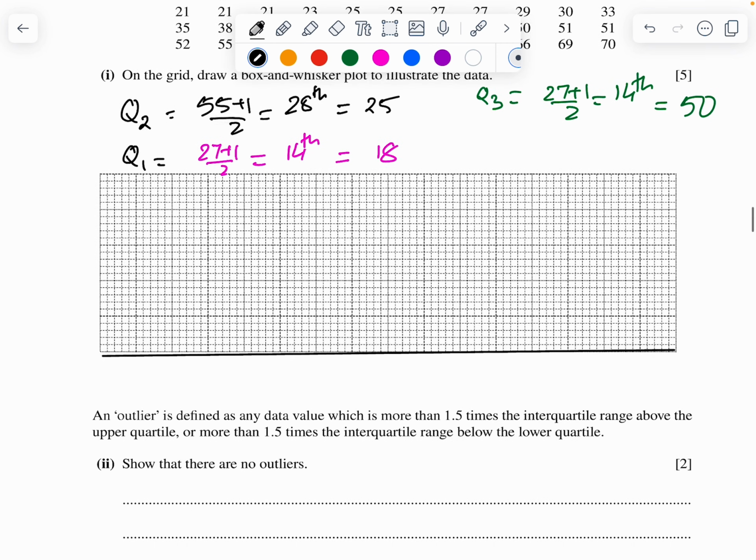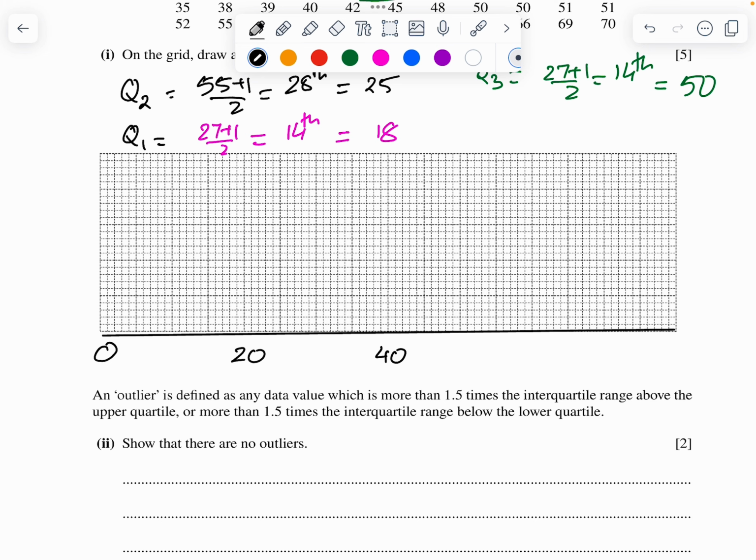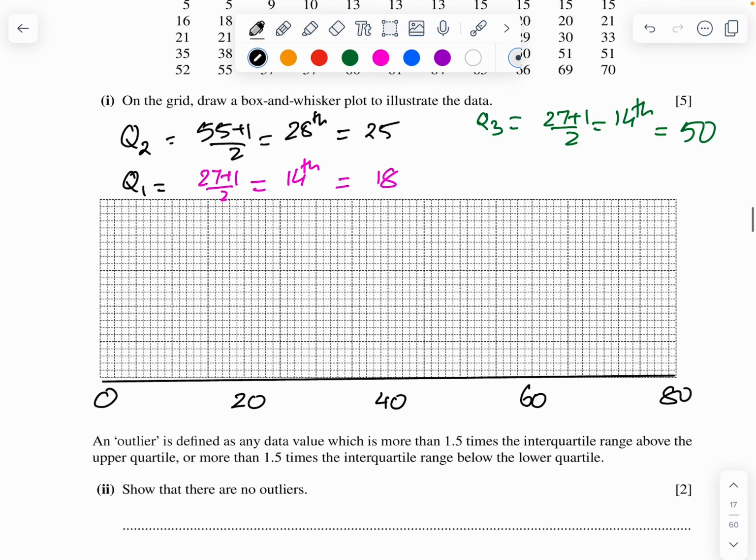So draw the axis, 0. You can take it as 20, 40. Then you leave 3 lines, 3 lines, and 40. Because the maximum, what is the maximum? 70 is the maximum. So 60, 3 lines, and 80. The least one is 5, so each line is 1, so each one is 5.